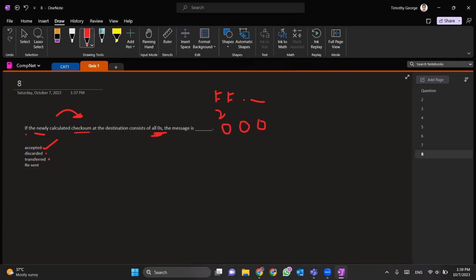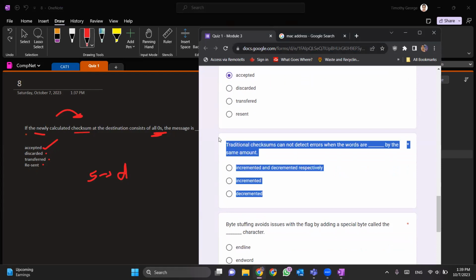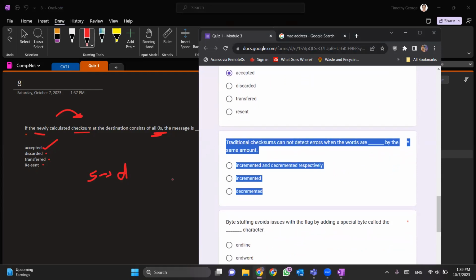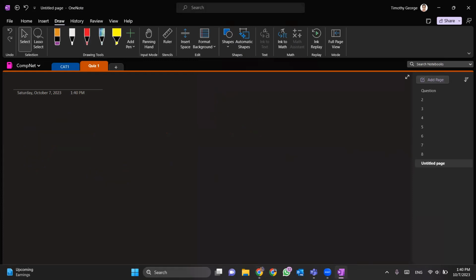Transferred? Checksum is from source to destination, so there's no transferring happening between the nodes. Resend? It won't be resent if it's correct. If it's correct, it's accepted. So the answer here is accepted. Okay. Next question. Question number 9.